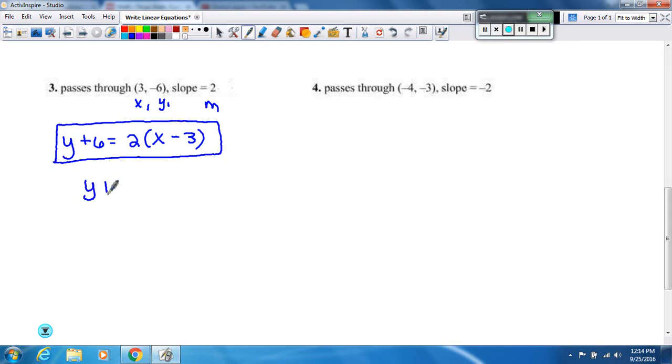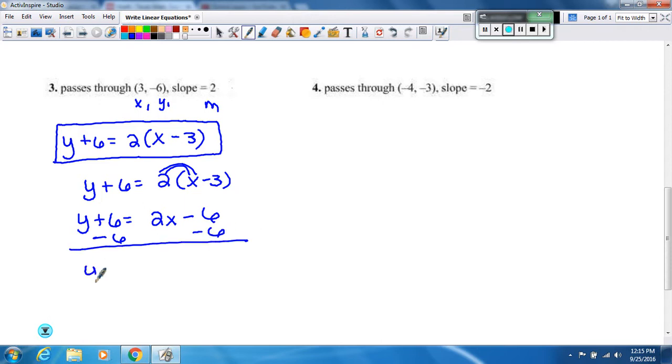And then I'm going to use that to get to the slope-intercept form. So leave the y plus 6 alone for now, equals 2 times x is 2x. 2 times negative 3 is negative 6. You have to subtract 6 from both sides to get y by itself. So the 6's cancel, equals 2x. And a negative 6 plus a negative 6 is a negative 12. So that's the slope-intercept form of the information they gave us.